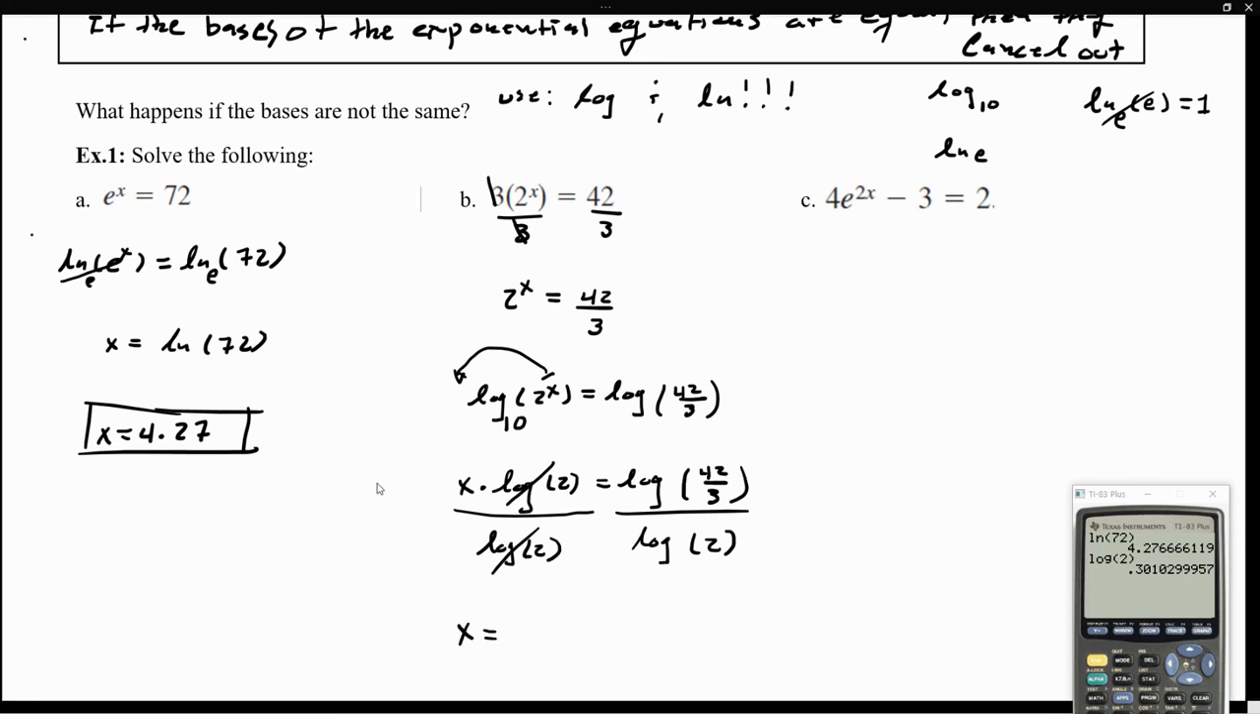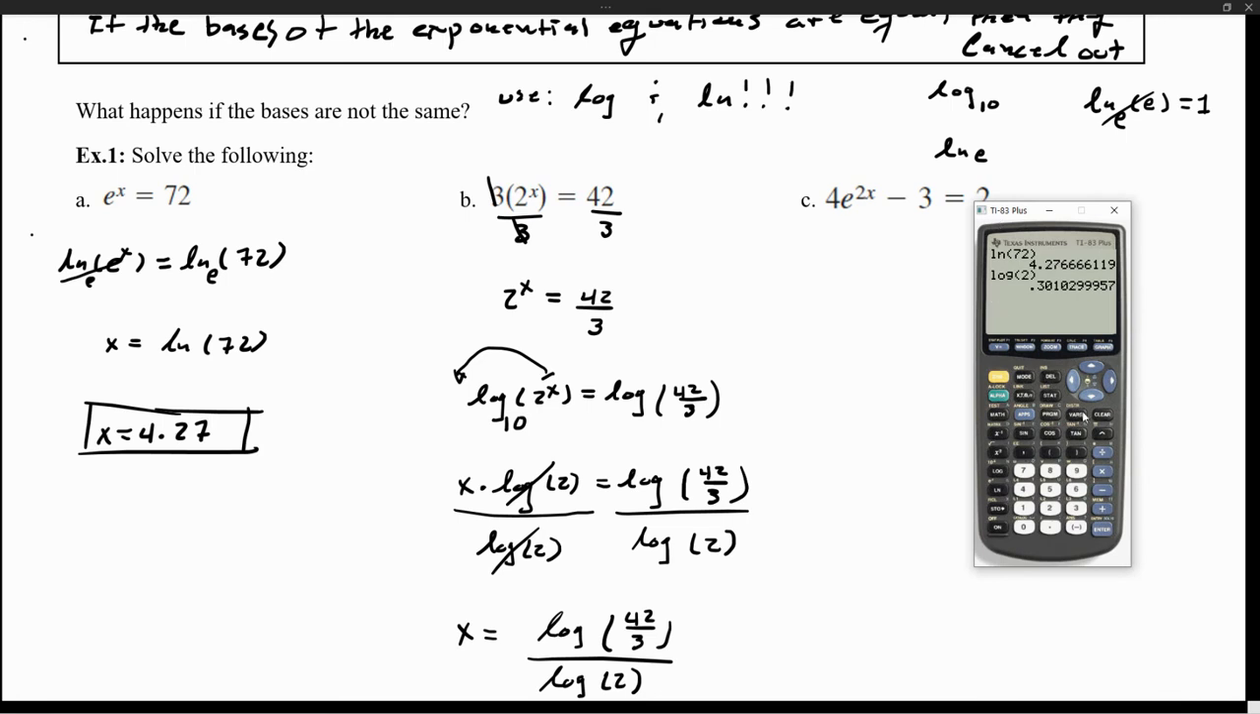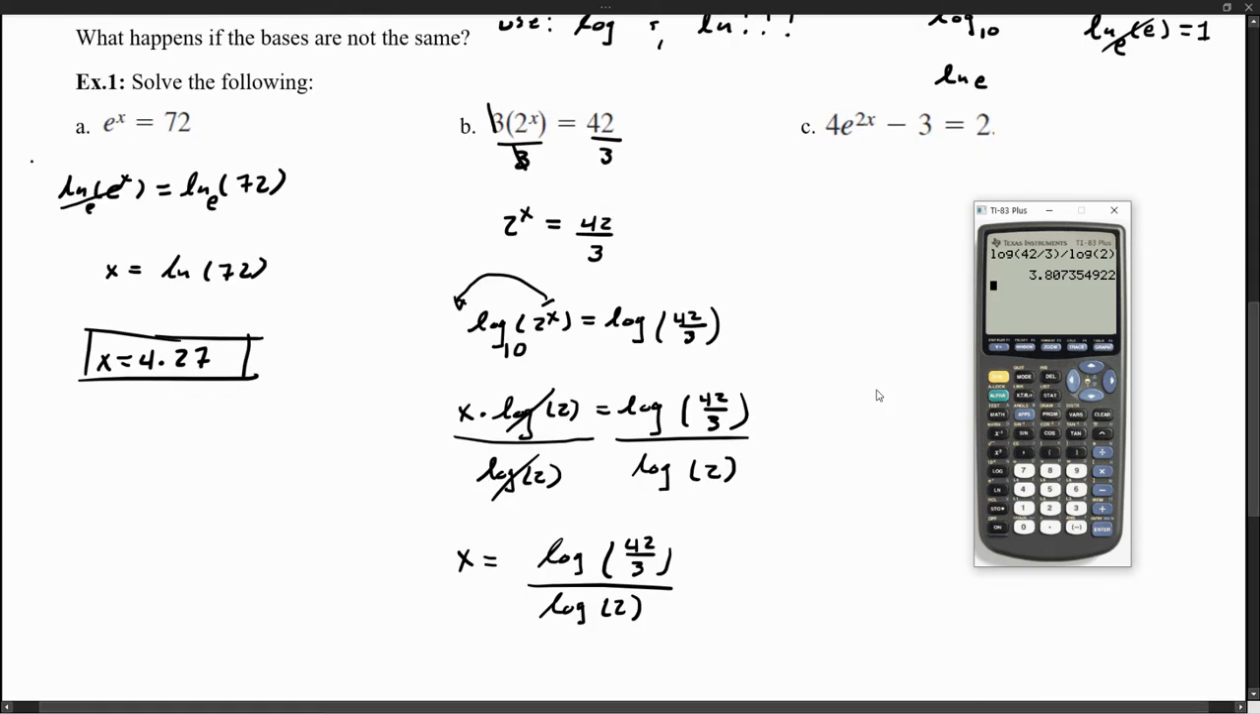So now I know that x is equivalent to the log of 42 over 3 over the log of 2. So what exactly is this expression? Well, let's find out. So the log of 42 divided by 3, and I'm going to divide that by the log of 2. Let me close my parentheses. And now this is equivalent to 3.8. So now I have that x is equivalent to 3.8.